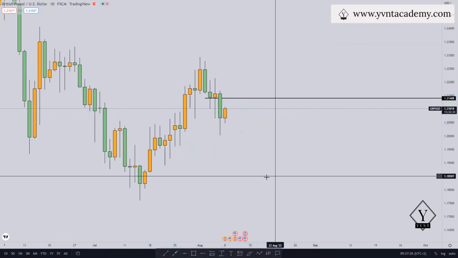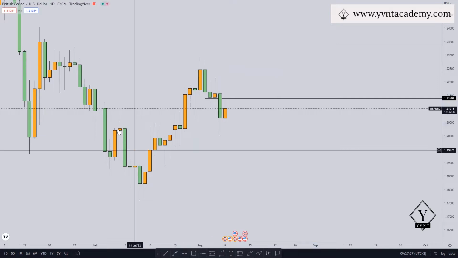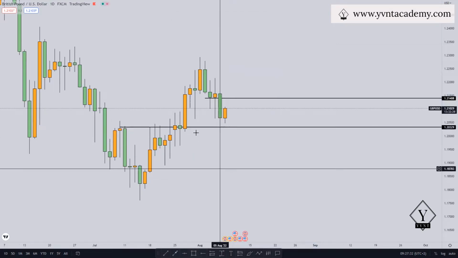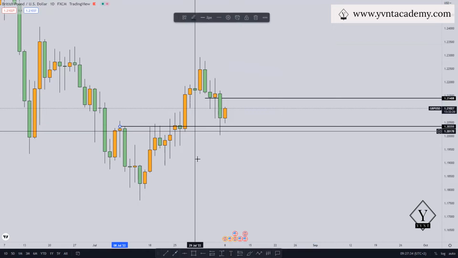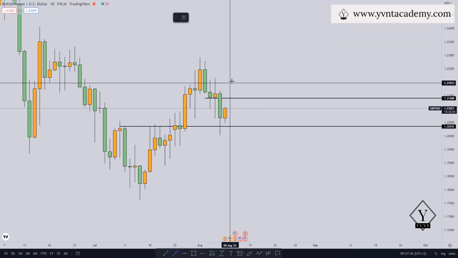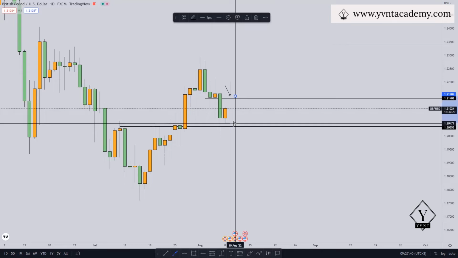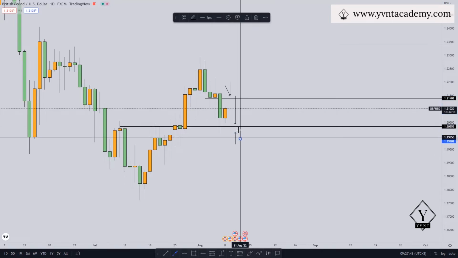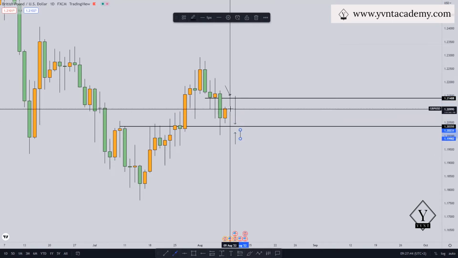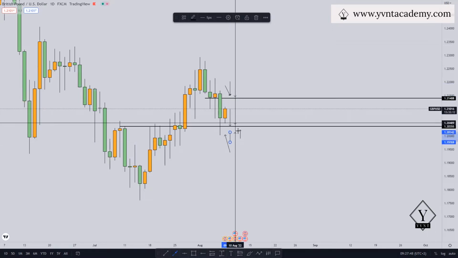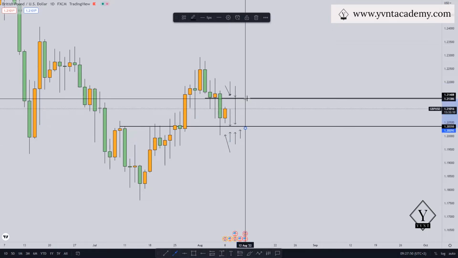Just to recap, I like keeping things simple, guys, so that you don't get confused. Price gets here, gives me an opportunity to sell, and I'm selling price until here. This is going to be my target. But if price happens to come back before it reaches here and gives me an opportunity to take buys, I'm buying and my target is going to be here.